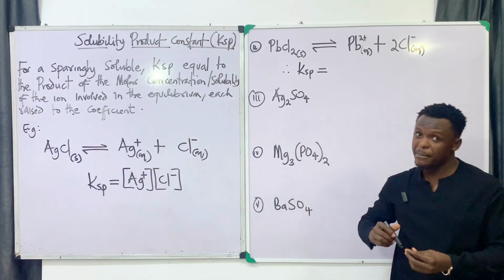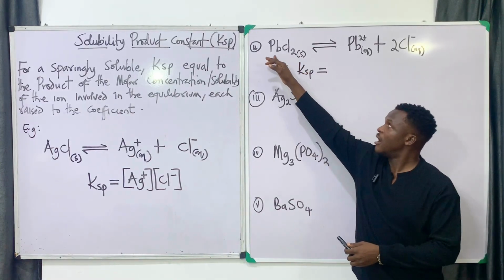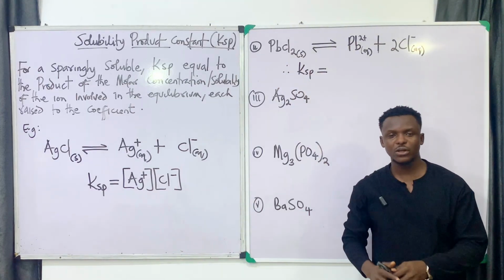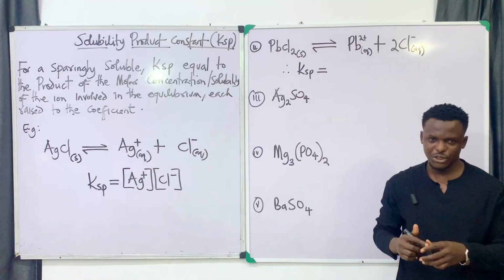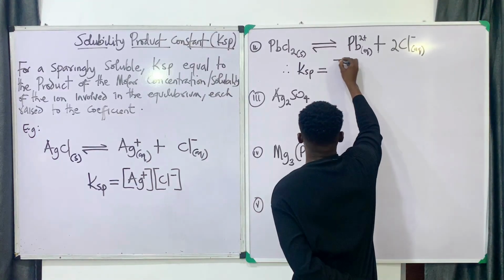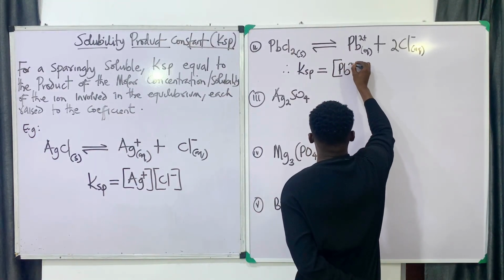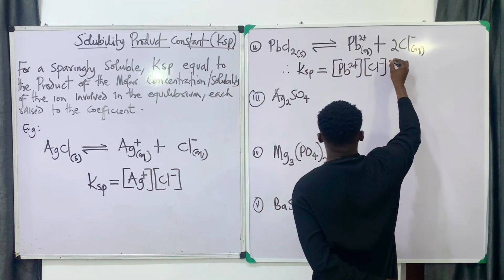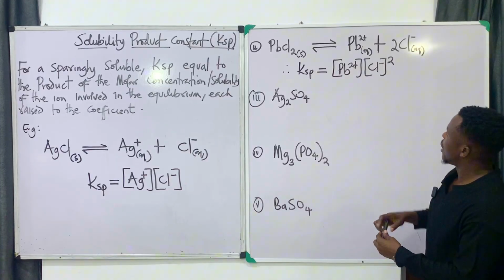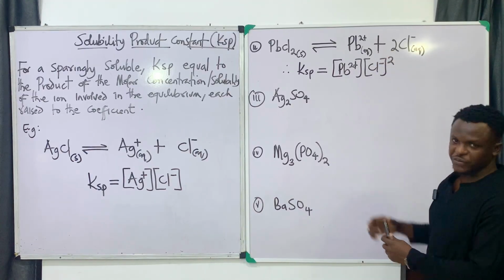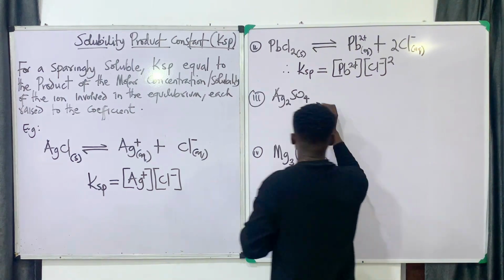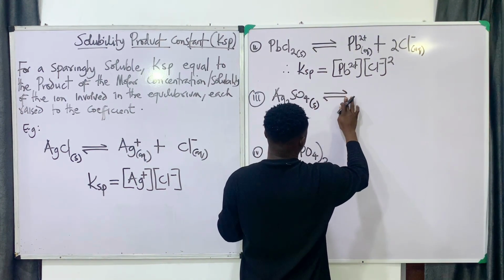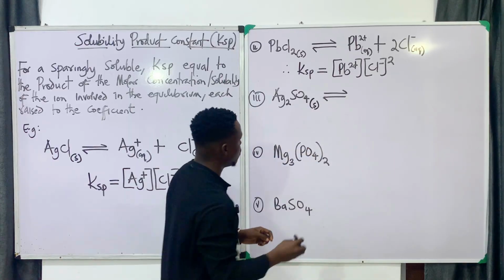Class, remember, we're not going to divide by the reactant, because this reactant is a solid, and solids do not take part in the equilibrium constant expression. So this becomes Pb 2 plus, and do not forget, we are going to raise this by their coefficients. Okay, now this second one goes as follows.